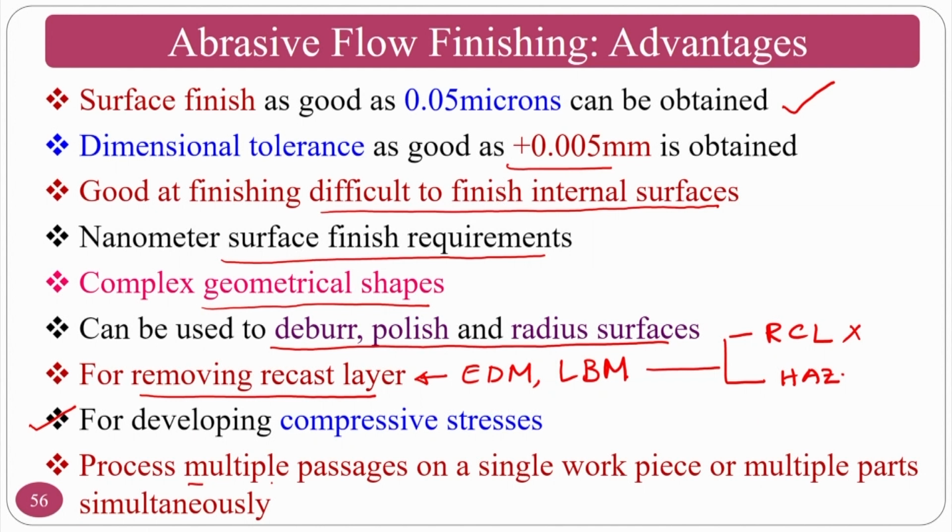Multiple passages on a single workpiece or multiple parts can be done, because this is a medium. If you can design your fixturing, you can do multiple components at a single time. If your medium cylinders are big, you can also do a single workpiece with multiple holes. In some slides you might have seen a workpiece with a cylindrical surface with a lot of holes. These holes can all be finished using the one-way AFF process.